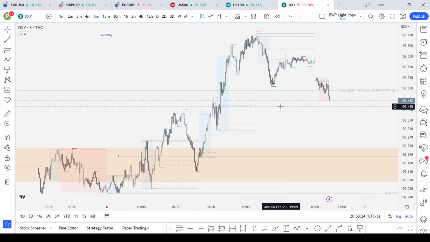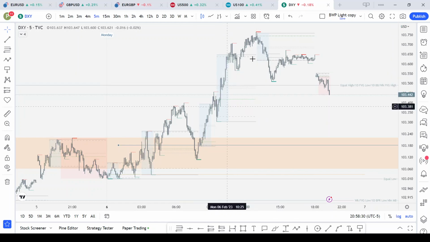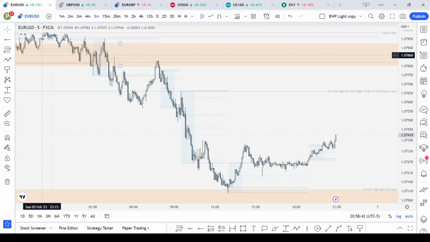So I'm watching to see what develops today. Perhaps I might be able to execute some trades and I'll post them on the Telegram channel. If I see a trade setup that I like, that I want to take, I'll post it on the Telegram channel. All right, so that's that on DXY. So I'm looking for more bullishness on DXY. Let's go to Euro.